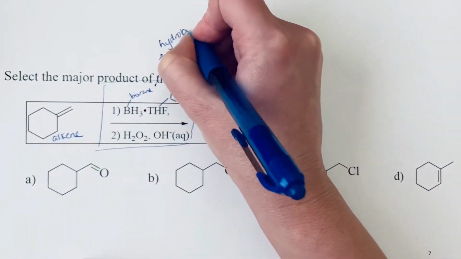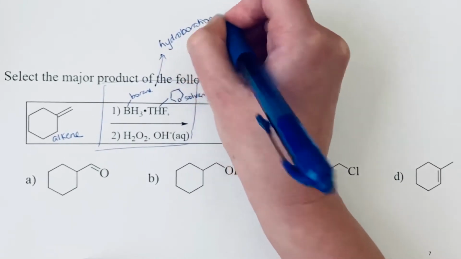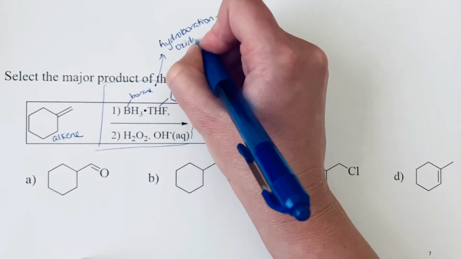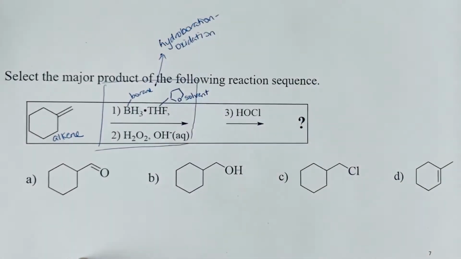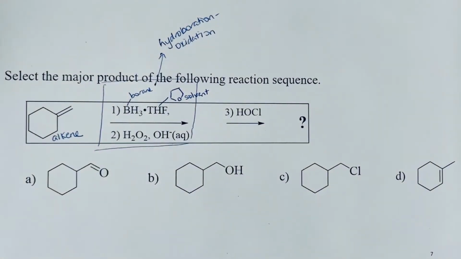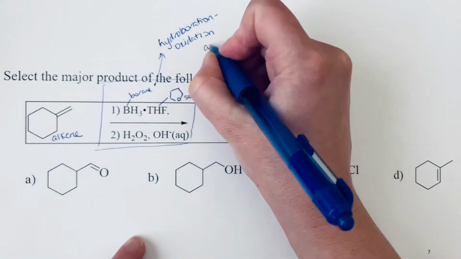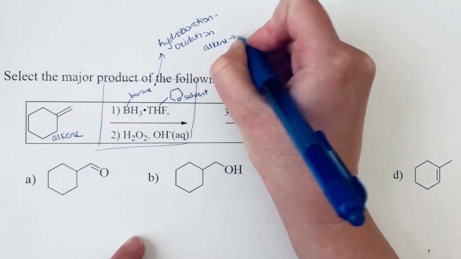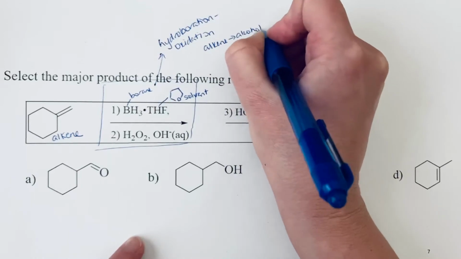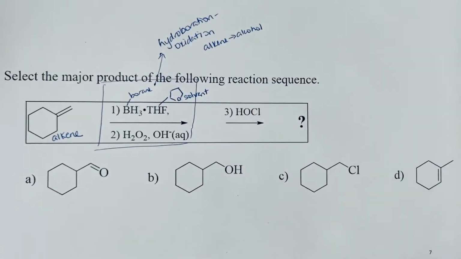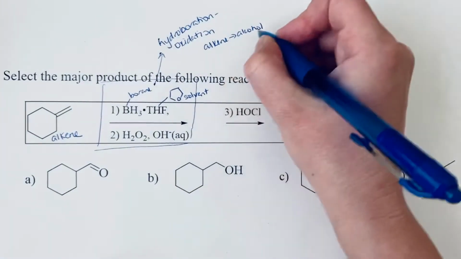So hydroboration oxidation. And what this two-step process does is it's a way of taking an alkene and making an alcohol. So it takes an alkene to an alcohol, and specifically it does so with anti-Markovnikov selectivity.